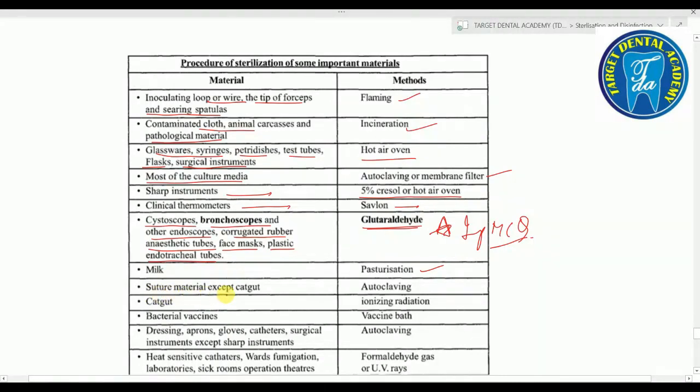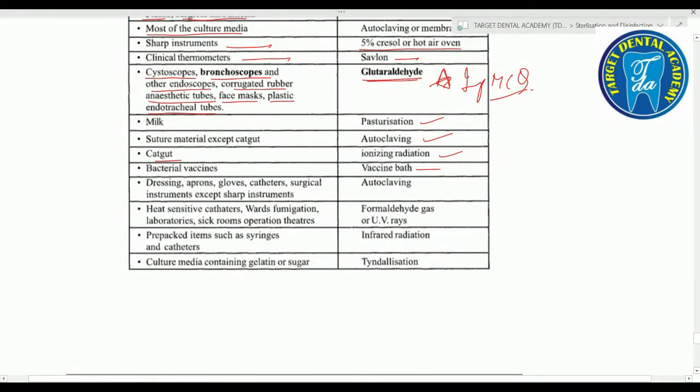The suture material except the catgut, autoclaving. Catgut by ionizing radiation. Bacterial vaccine by vaccine bath. We have already discussed all these points. The dressing, aprons, gloves, catheters, surgical instrument except the sharp instrument by autoclaving. Heat sensitive catheters, wards, fumigation, laboratories, sick room, operation theaters by formaldehyde gas and ultraviolet rays. The pre-packed items such as syringes and catheter by infrared radiation. The culture media containing gelatin and sugar by tyndallization.